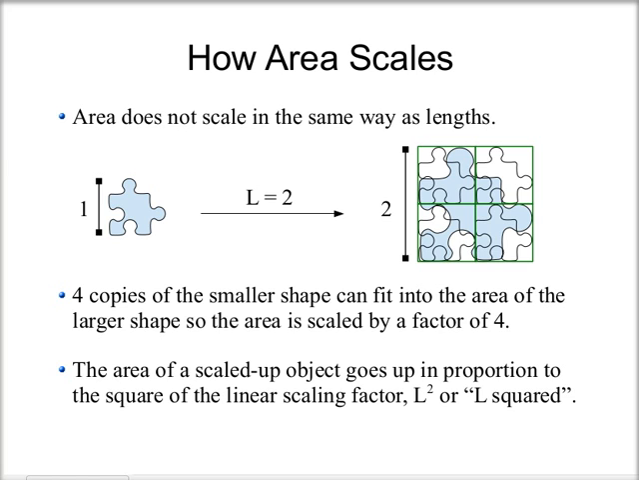So we've been looking at lengths, but we're also going to talk about area. Area doesn't scale in the same way as length does. You can see here that 4 copies of my smaller shape fit into the area of the larger shape. So while my linear scaling factor here is 2, the area is scaled by a factor of 4. And in fact, the area of a scaled up object is going to go up in proportion to the square of the linear scaling factor, L squared. So since L is 2 here and 2 squared is 4, my area is going to scale up by a factor of 4.